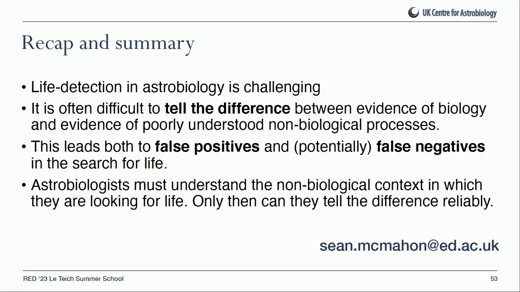Okay, so to recap, life detection in astrobiology is challenging. It's often difficult to tell the difference between evidence of biology and evidence of poorly understood non-biological processes. That leads both to false positives, but potentially also to false negatives when we're searching for life. And I think the key is that astrobiologists need to study the non-biological context in which they're looking for life. It's not enough to go out there with your mind just full of biology, because then everything you see you're going to think of as biology. We need to become geologists and geochemists and not just biologists. Only then can we tell the difference reliably between life and non-life.